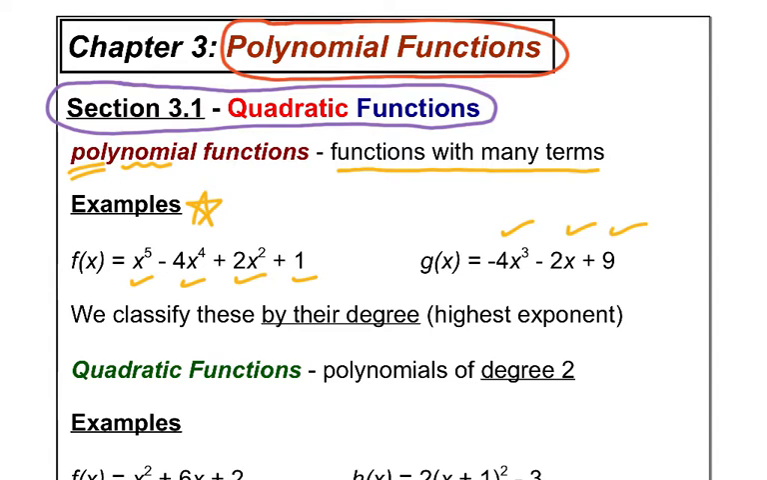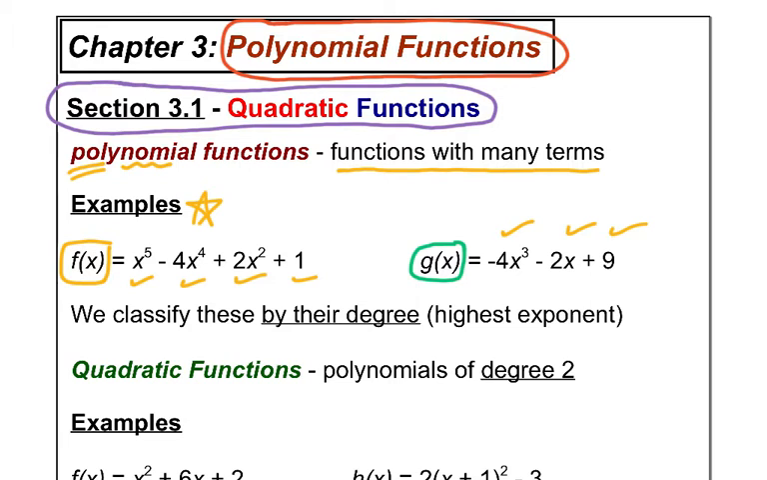And that's a polynomial. So, for example, f of x is x to the 5th minus 4x to the 4th plus 2x squared plus 1, which is a good example of a polynomial. And so is g of x over here, minus 4x cubed minus 2x plus 9. They are functions that have many terms.